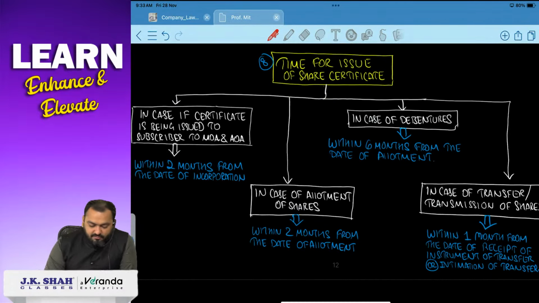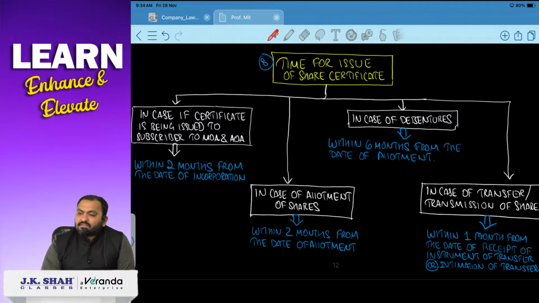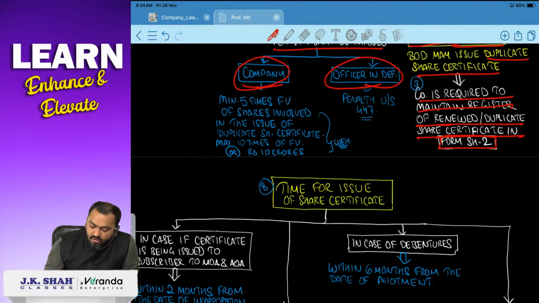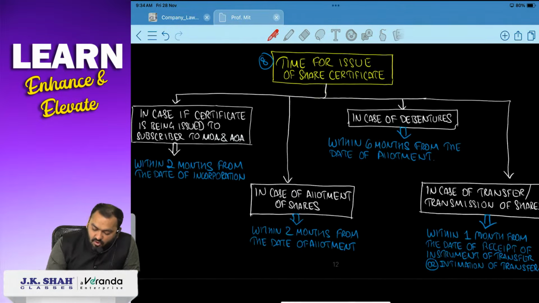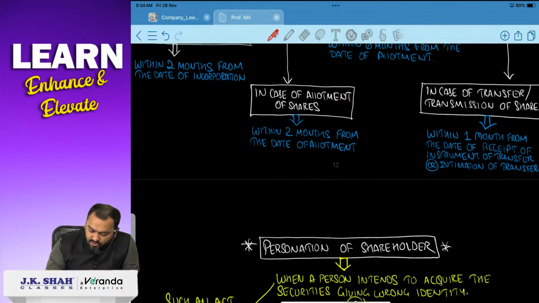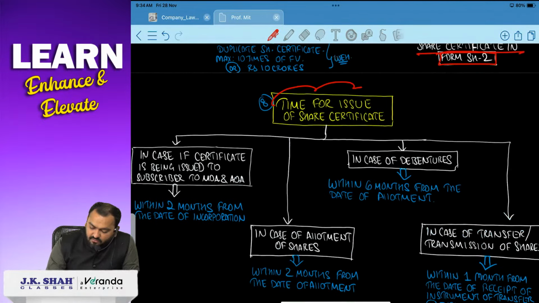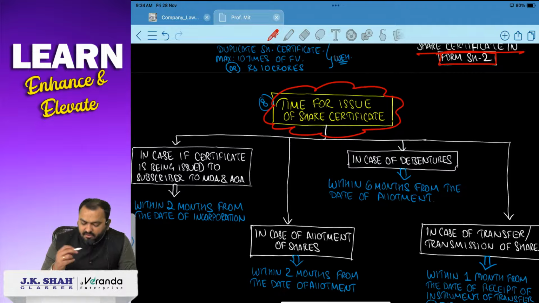Now see the 8th point. Just now we were doing that issue of preference shares. Then we spoke about issue of new preference shares, where company was not in the position to redeem the existing preference shares, right? So in that point, I told you that we will be doing this topic separately. Here it is. That is about time for issue of share certificate. Within how much time company have to issue the share certificate?